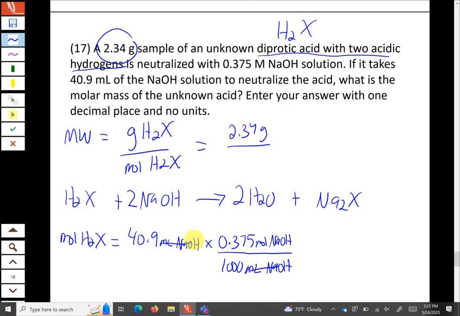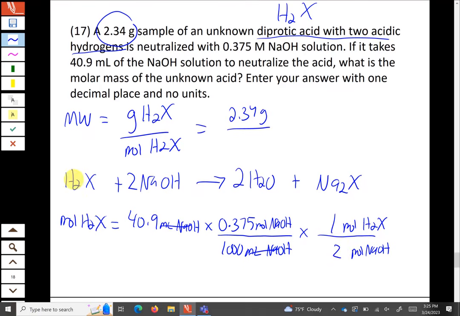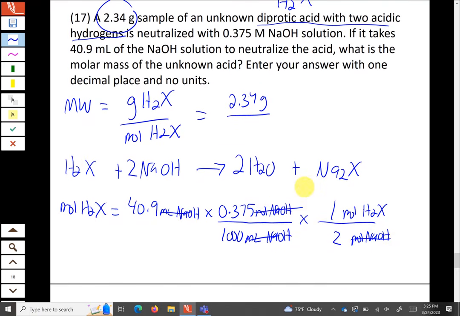In any stoichiometry problem, once we get moles of one substance, we can find moles of the other using mole ratios, and so the coefficients. We want NaOH to cancel, so that's going to go on the bottom. We want to find out how many moles of the acid there are. The acid has a coefficient of 1 in front of it. The base has a coefficient of 2. And so it's going to be a 1-to-2 ratio. And that gives us then 0.00767 moles of the acid H2X.